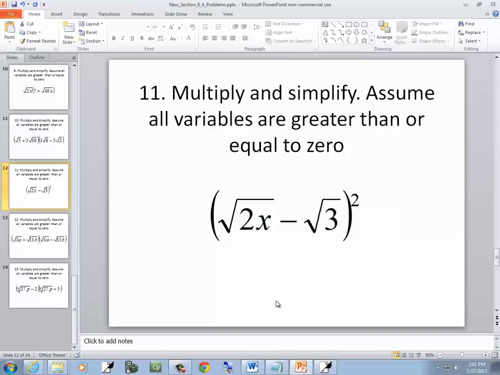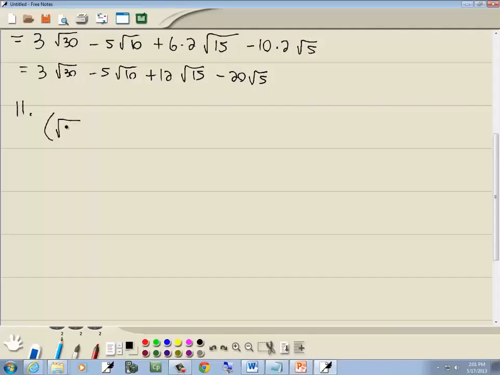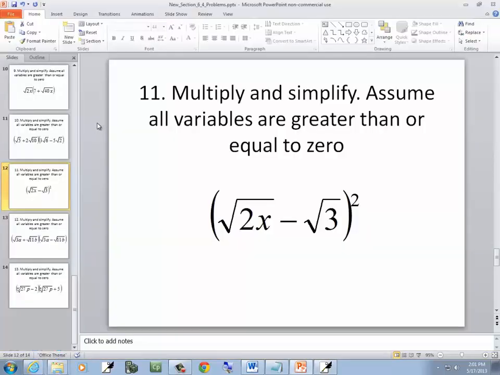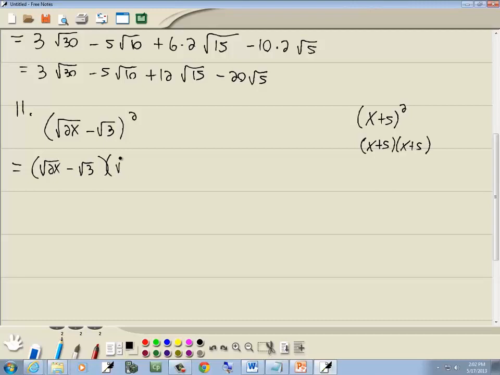Okay, let's look at this one. Square root of 2x minus square root of 3 squared. Well, remember when you handle problems that look like this, x plus 5 to the second power, what you did is you took x plus 5 and multiplied it times x plus 5. Well, that's what you're going to do here. So I'm going to take square root of 2x minus square root of 3 times the square root of 2x minus the square root of 3.